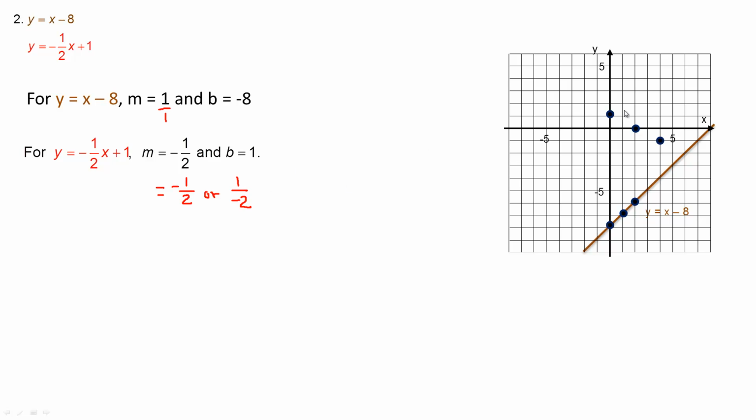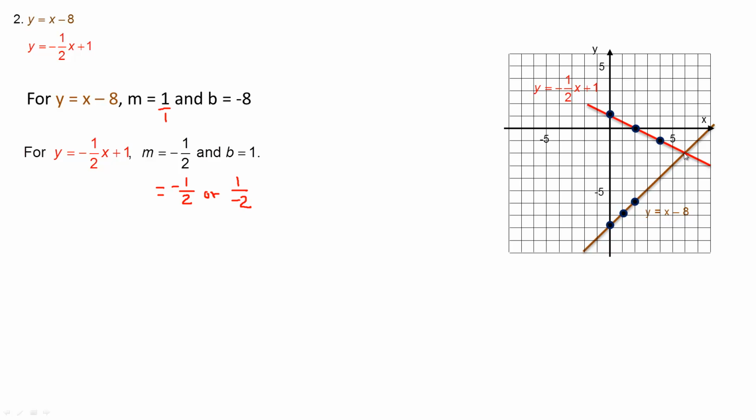And the 1 on top would mean we go up 1. And the negative 2 would mean we would go to the left 1. So that would be another point. And of course, you could keep going up. There'd be more points up here if you want to extend the line more. So that's y equals negative a half x plus 1.